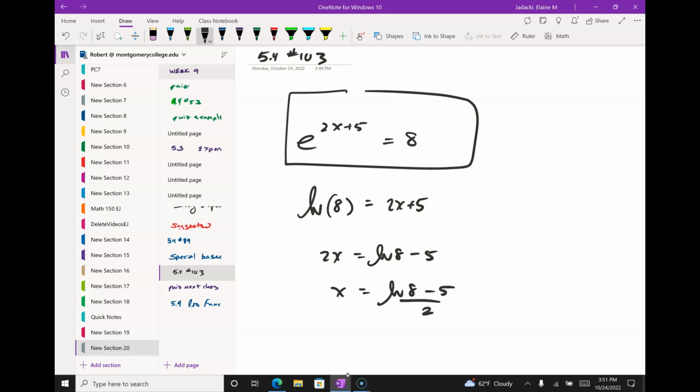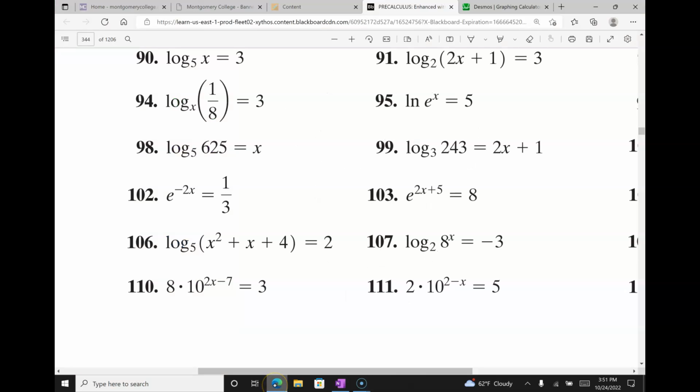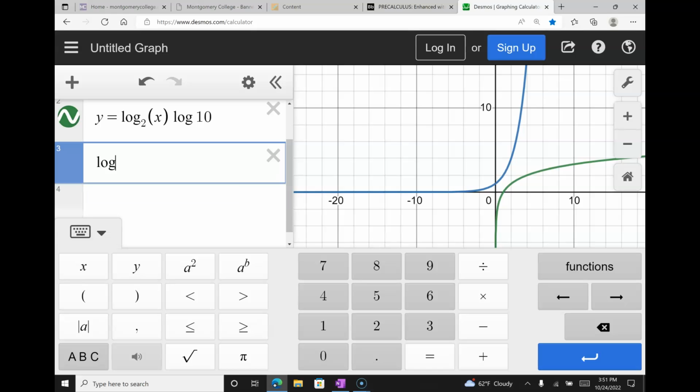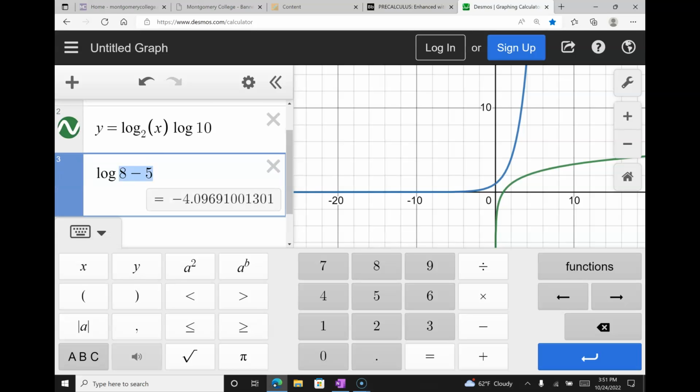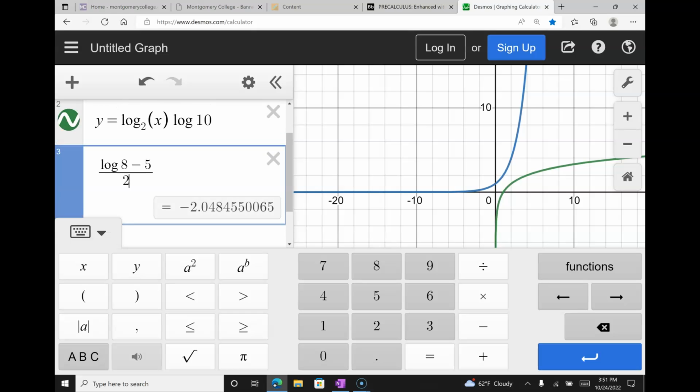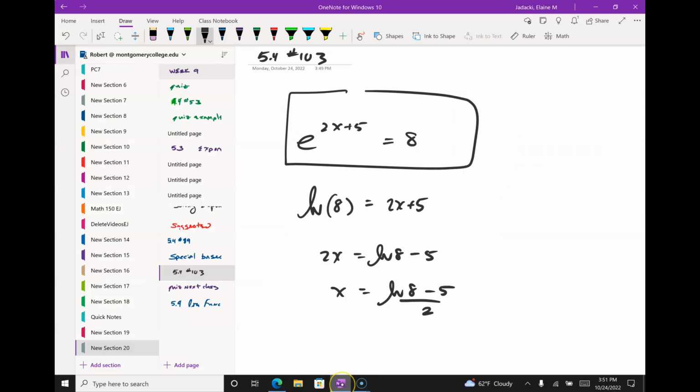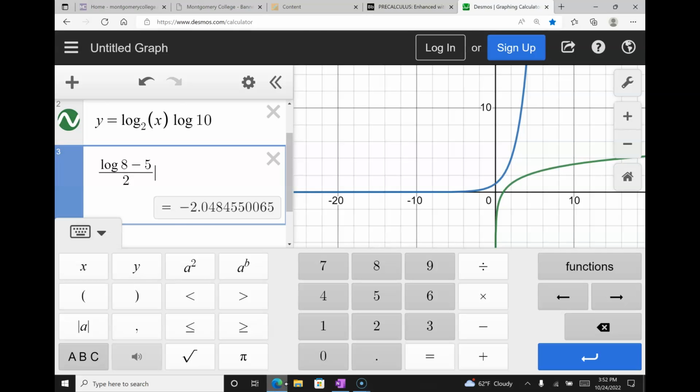So I can get a decimal, of course. Going to Desmos, ln of 8 minus 5, all over 2. I don't mind you getting me a decimal, which I'll call an approximate solution, but I always want the exact solution. So this is exact. Always want the exact solution. And then I can do an approximate, negative 2.05.